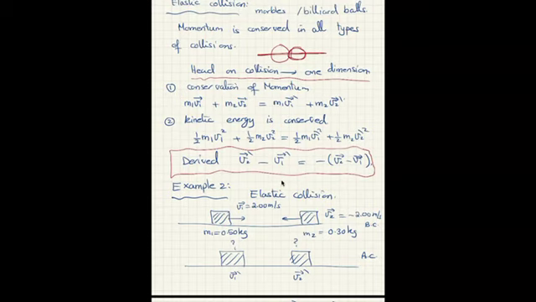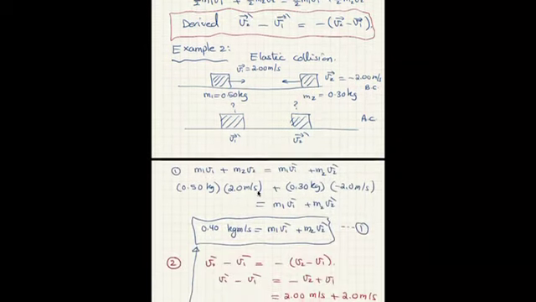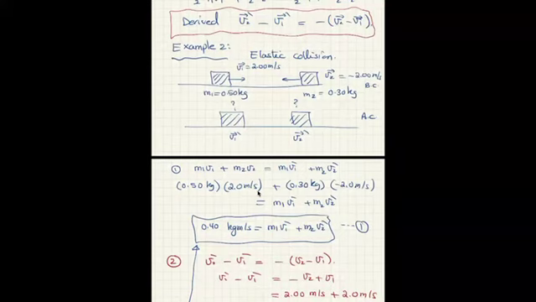Now, let me show you how I'm going to solve one elastic collision problem here. I have two objects, the same objects that I used in the first example, but here I'm going to assume that my collision is elastic, and I'm going to solve based on that.